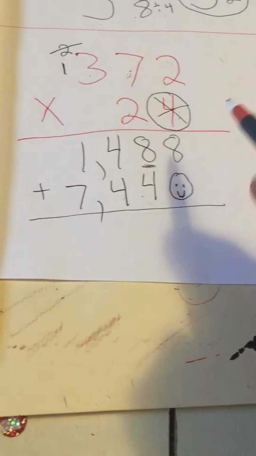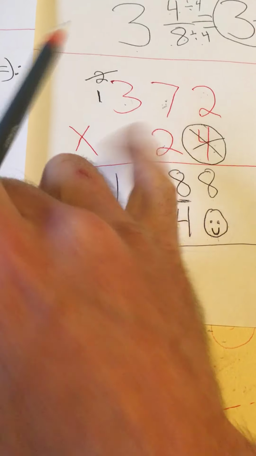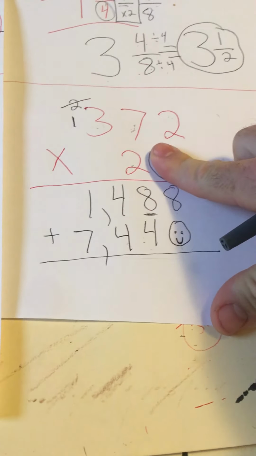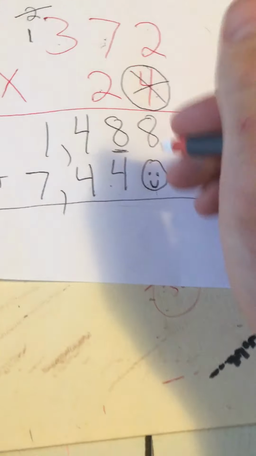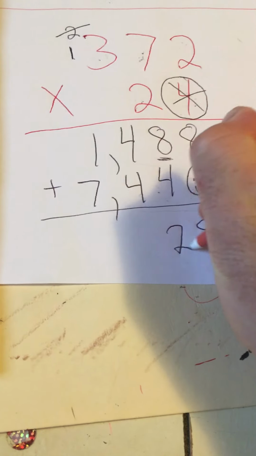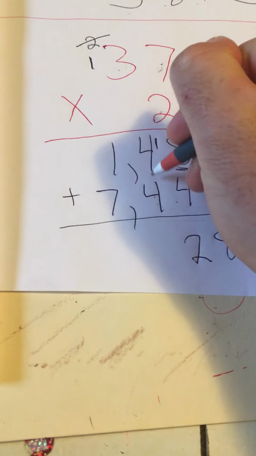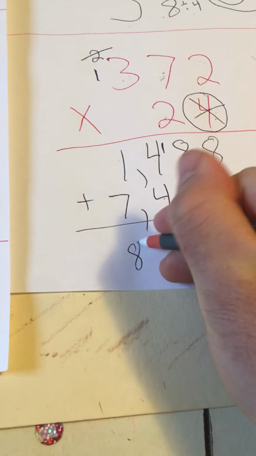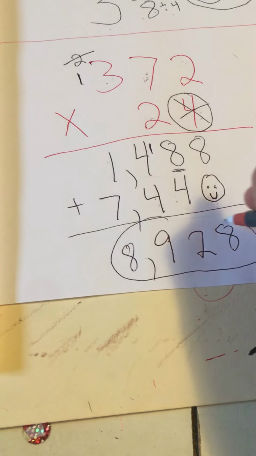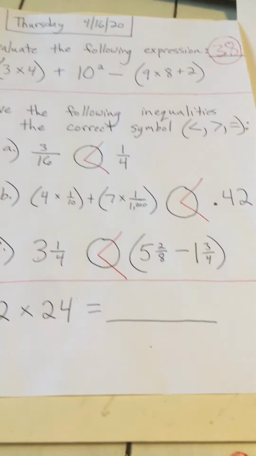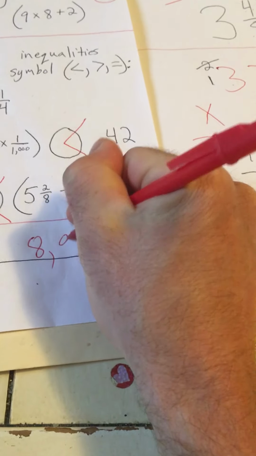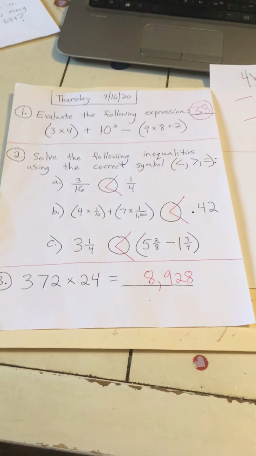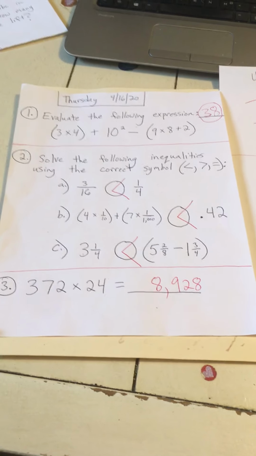Now we just add these partial products up. We did 372 times 4, which got us to 1,488. Then we did 372 times 20, which got us to 7,440. Now we add them. 8 plus 0. 8 plus 4 is 12. Carry the 1. 4 plus 4 is 8. Plus 1 is 9. And then 1 plus 7 is 8,000. So the answer is 8,928. Give yourself some snaps if you got that. Those were the answers for today.